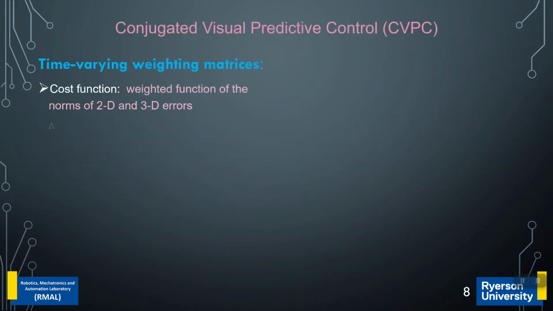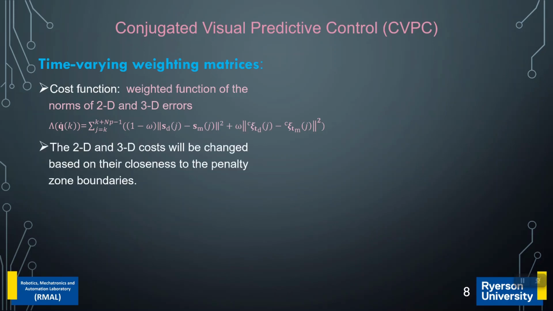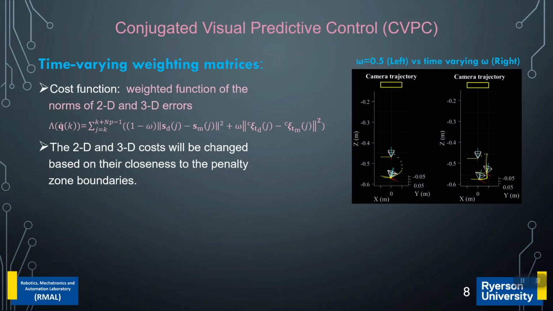As was mentioned, the cost function is the weighted function of the norms of 2D and 3D errors. The weighting factor omega can be either constant or time varying. In the case of a constant weighting factor, omega is equal to 0.5 during the control procedure. On the other hand, in the case of a time varying weighting factor, the weights of 2D and 3D costs will be changed based on their closeness to the penalty zones. The difference between camera trajectories in the procedure with constant and time varying omega has been demonstrated in this figure.